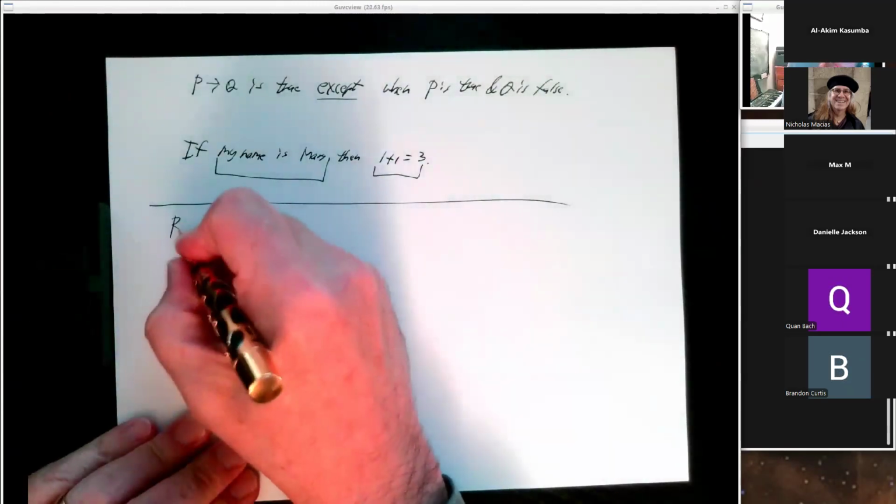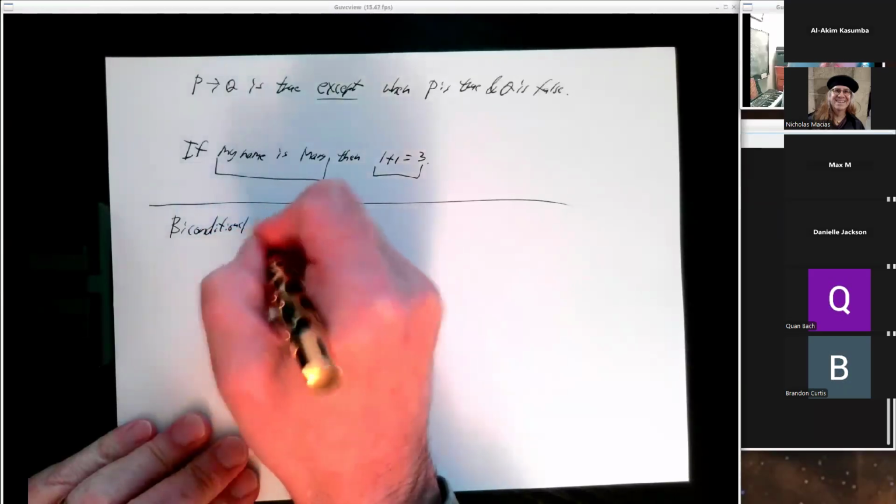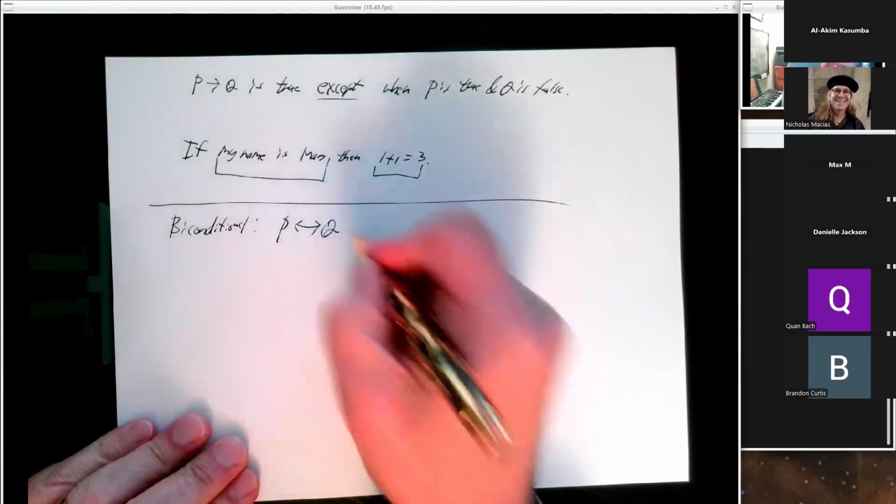All right, so there's a biconditional. And we write a biconditional as a double-headed arrow.